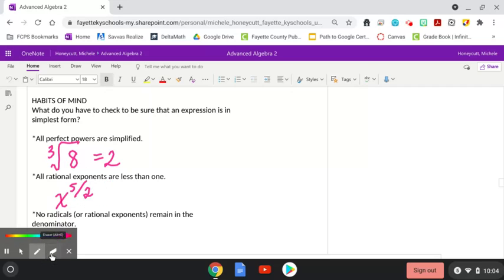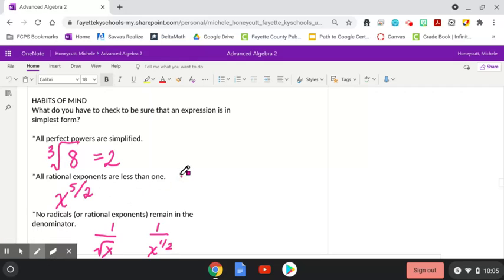Then, no radicals or rational exponents need to remain in the denominator. Here's what that would look like: 1 over the square root of x, or 1 over x to the 1/2. Those are equivalent. They mean the same thing. And we don't want either of those to happen because it's improper at this level to leave radicals in the denominator. Once you get to calculus, it's a different story. But for right now and for pre-calculus, leaving a radical in the denominator is totally improper.